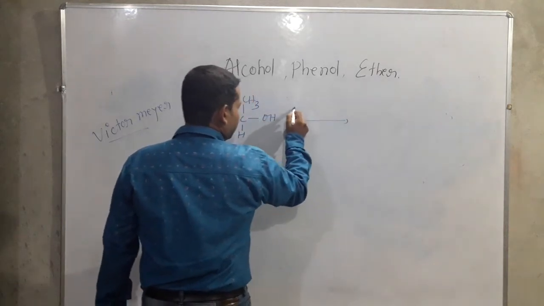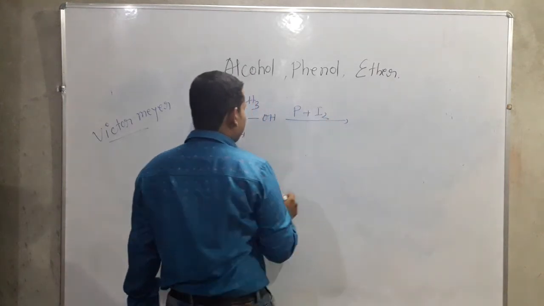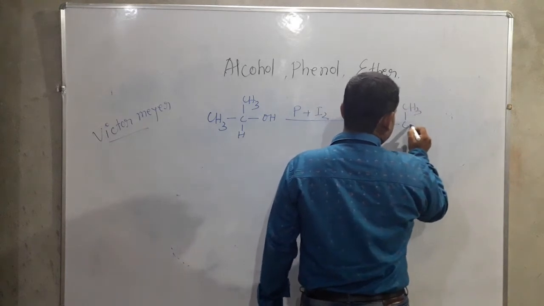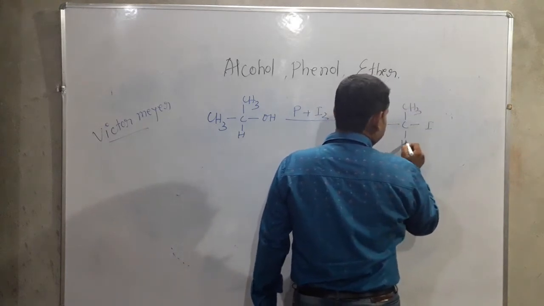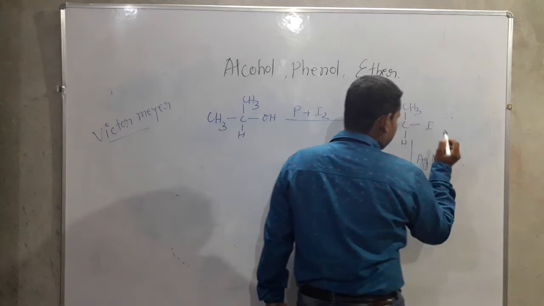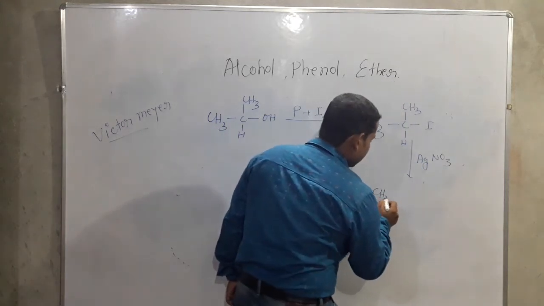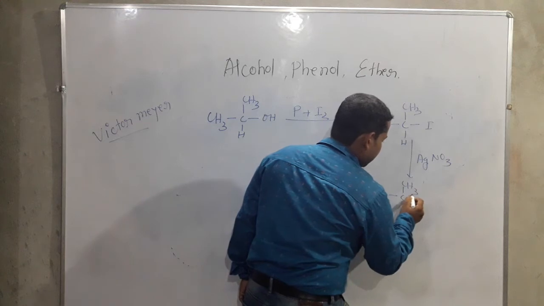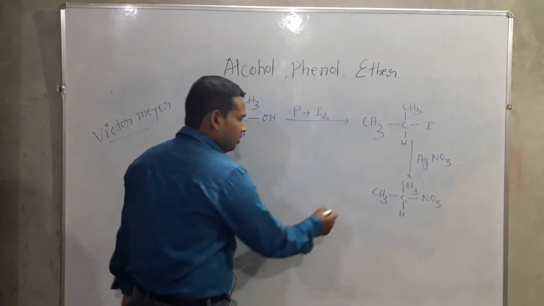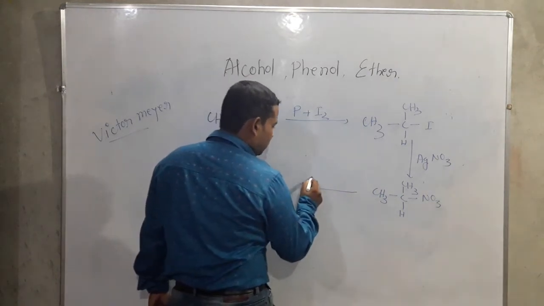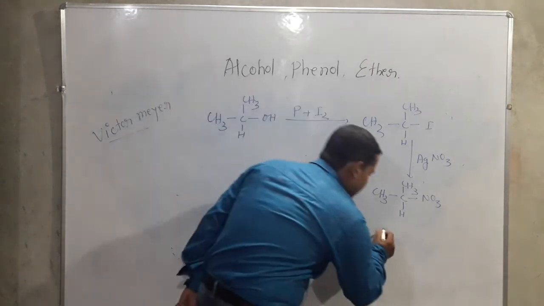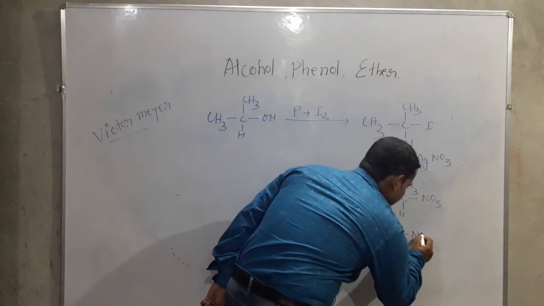P plus I2. What happened? CH3, then C, CH3, I, 1 H. After then, you will add AgNO3. What happened? CH3, then C, CH3, 1 hydrogen, then NO3. After then, you will add HNO2, nitrous acid. This is nitrous acid. So draw its structure. HO, then N double bond O.